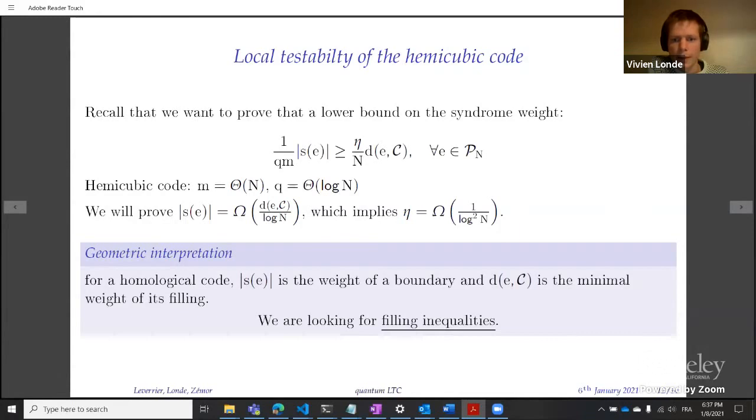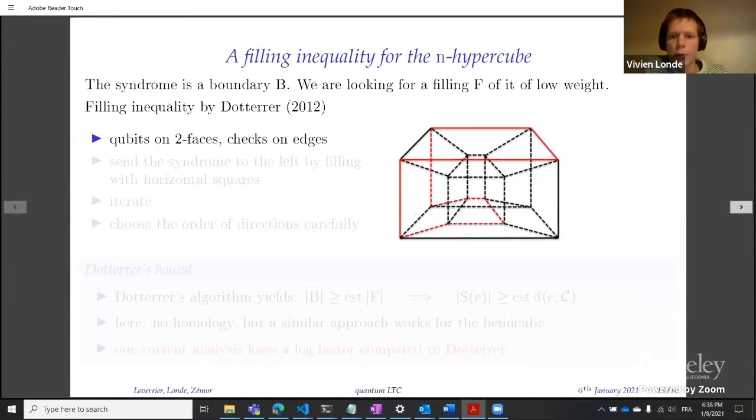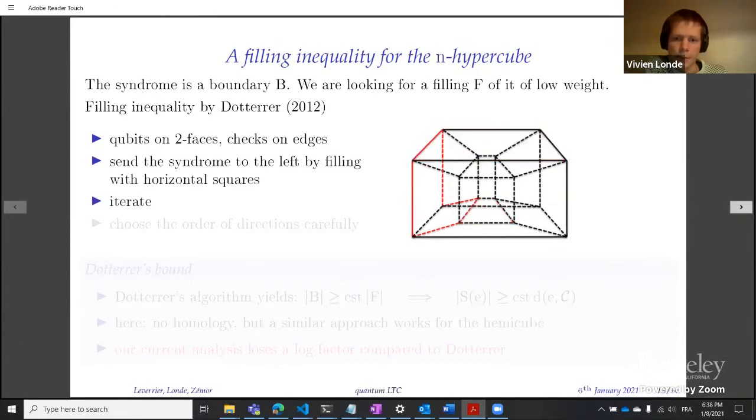And to show local testability is the same as showing filling inequalities for such a code. That's because the syndrome of a homological code is like the boundary of the faces corresponding to the qubits that have an error. And to do this, we actually leveraged a work by Dotterrer from 2012 to show that in a cube you always have a small filling, and this filling can be of weight linear in the weight of the error.